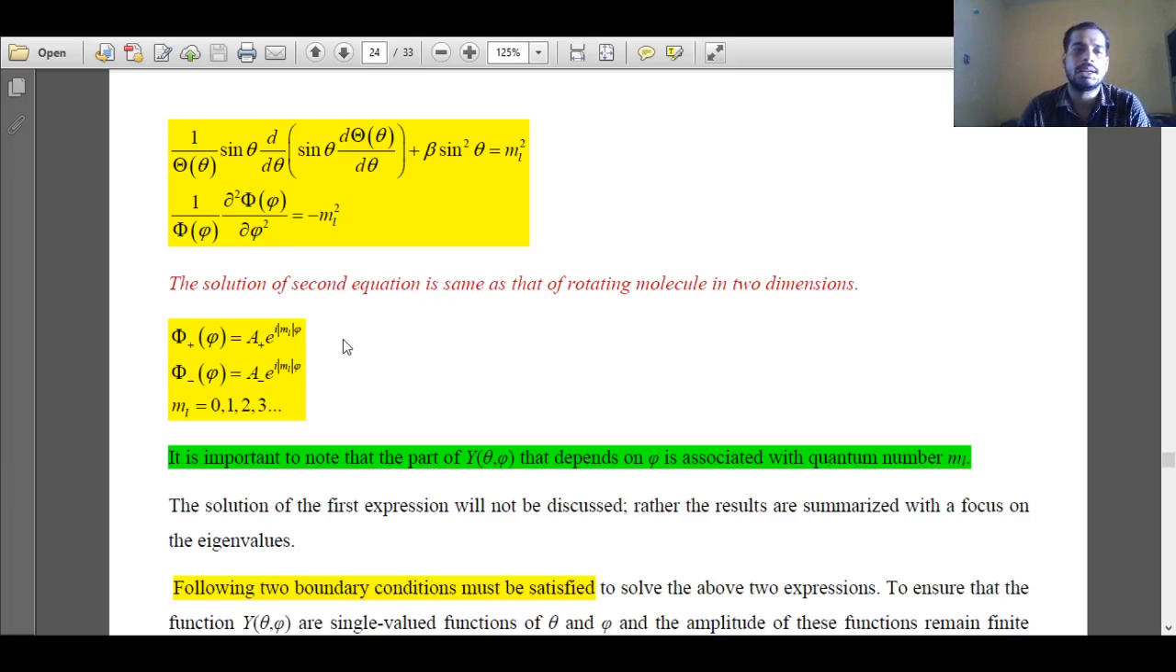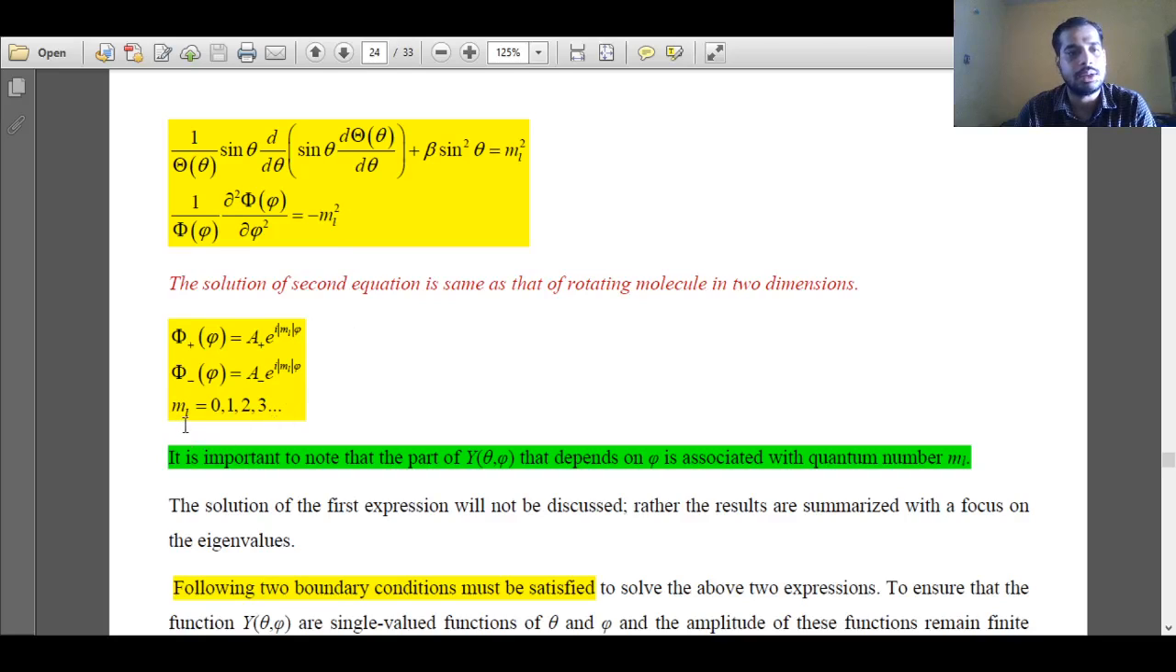We had two linearly independent solutions. One is A e to the power iml phi, the other is A e to the power minus iml phi. A is the normalization constant, and what was the value of the normalization constant? The normalization constant was 1 over root 2 pi. We have derived an expression for the normalization constant as well. So two linearly independent solutions are possible for the second expression.